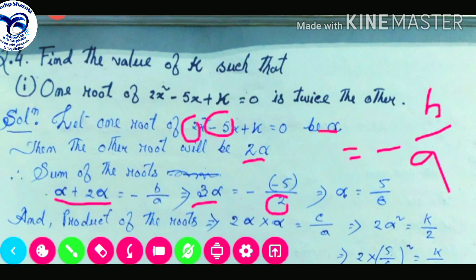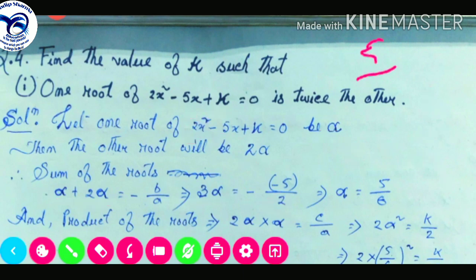So minus minus becomes plus. So it will be plus 5 divided by 2, and 3 we need to divide, because we need to find out only the alpha value. So 3 will be in the denominator, so it will be 5 by 6. So the alpha value we got is 5 by 6.